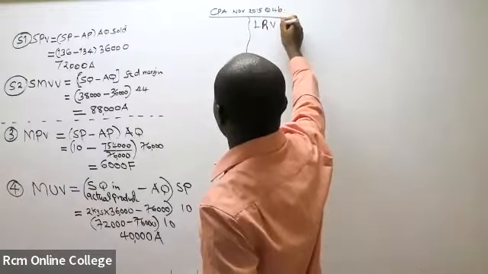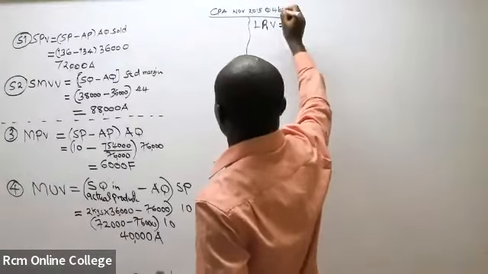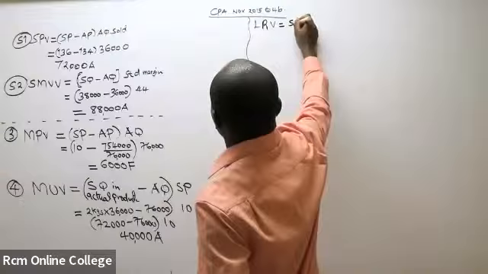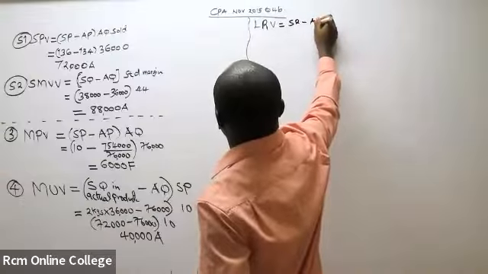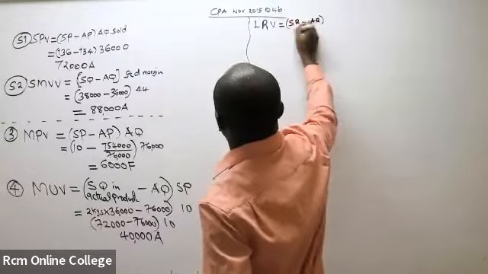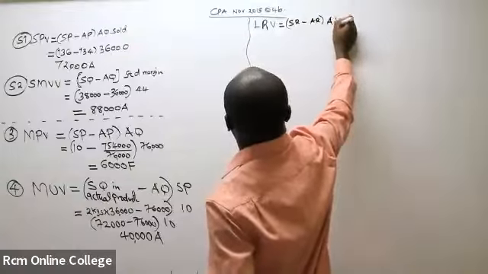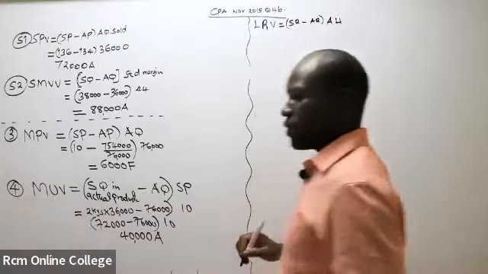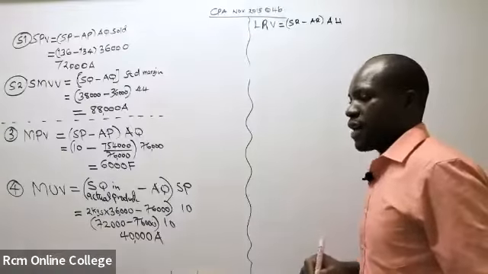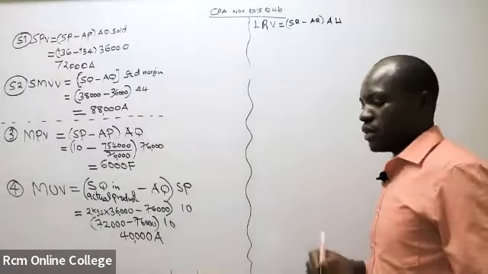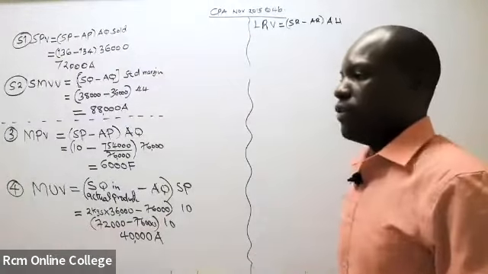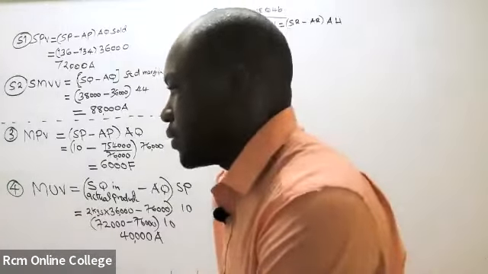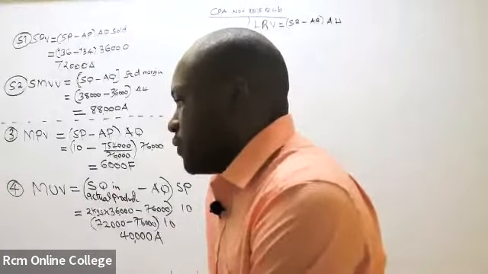So labor rate variance is equal to standard rate minus actual rate. Then we multiply by actual hours. Labor rate variance is equal to standard rate minus actual rate, multiplied by actual hours.